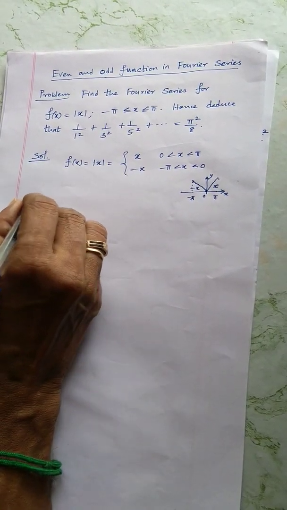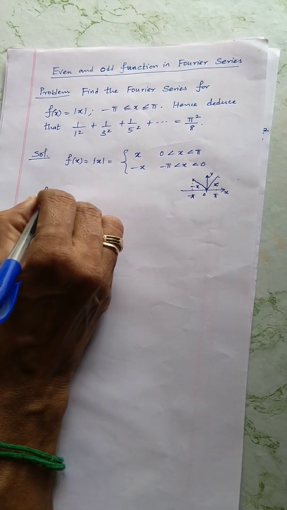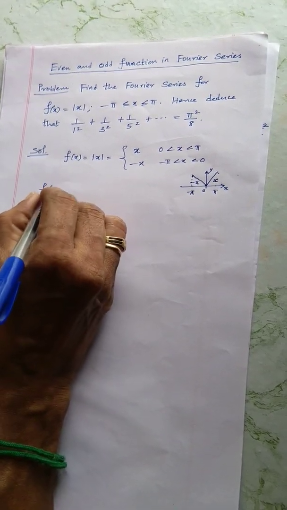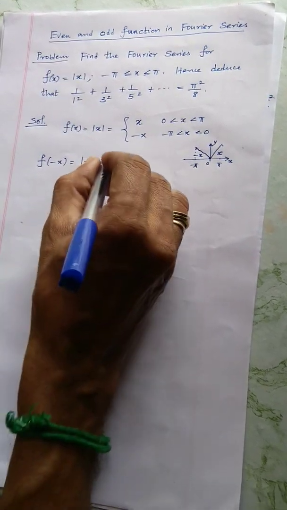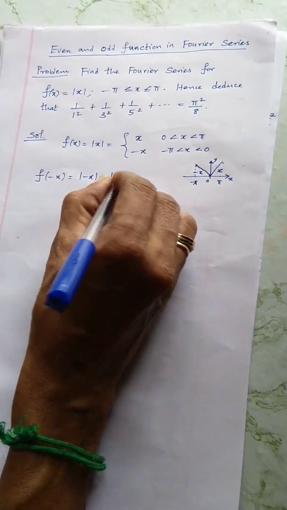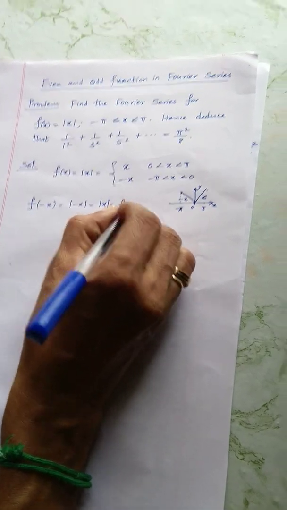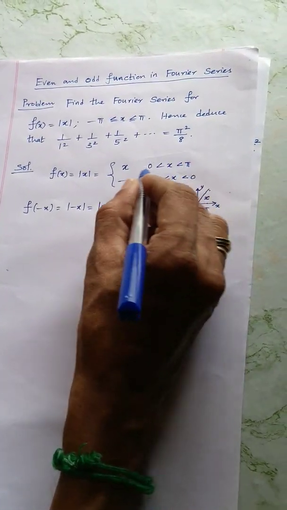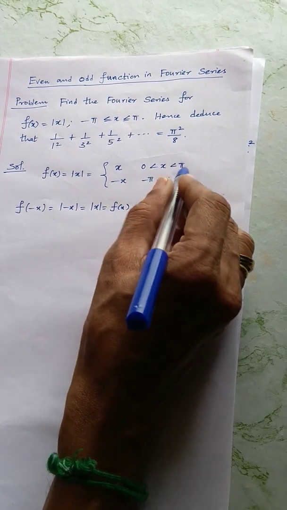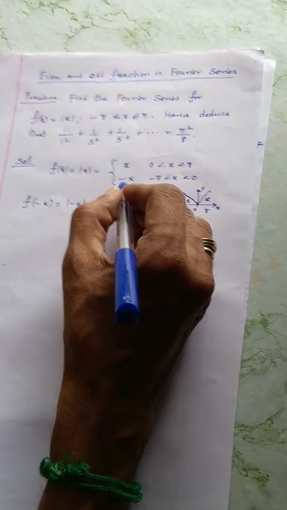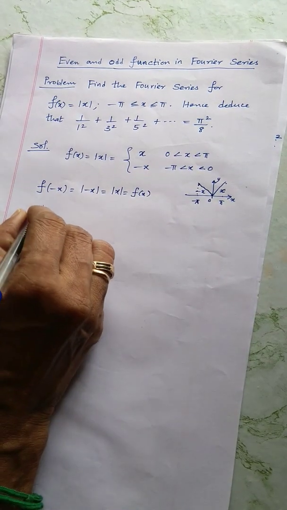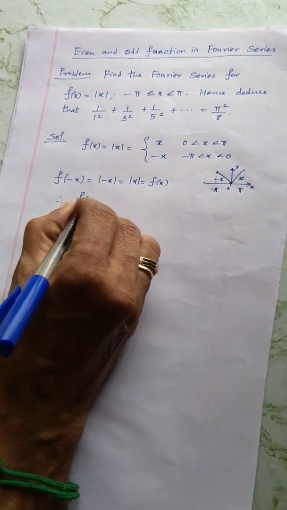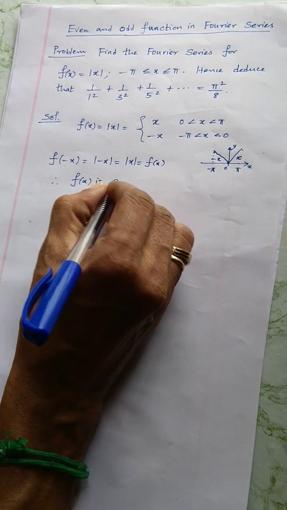Now I am going to check what type of function it is. Given f of x, put minus x: modulus of minus x equals mod x, which is the same as plus x. Or otherwise, you take the function on the positive side and give minus x, and you will get the other side. We can check the other way around also. Therefore, it is confirmed the function is even.